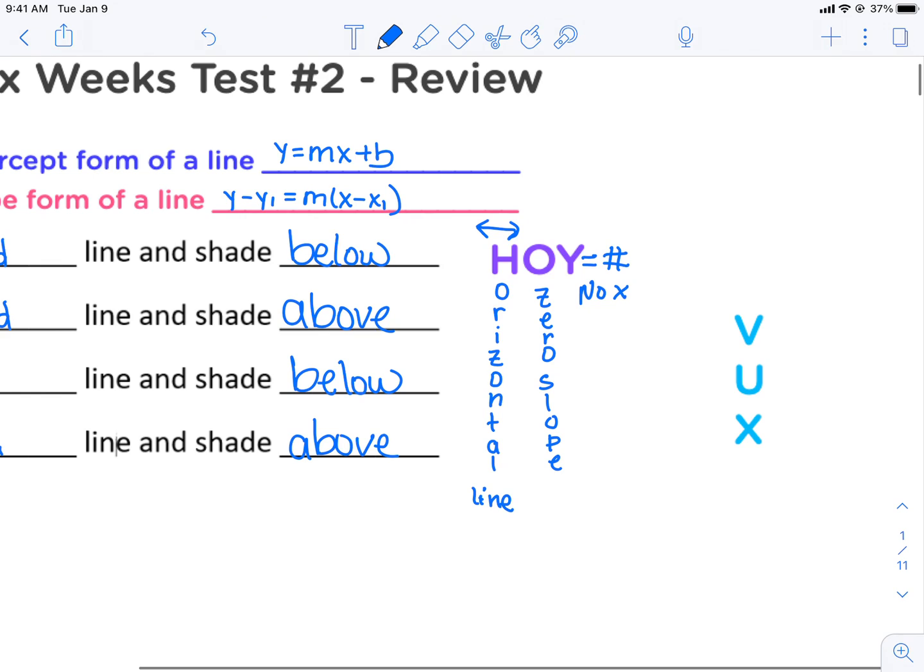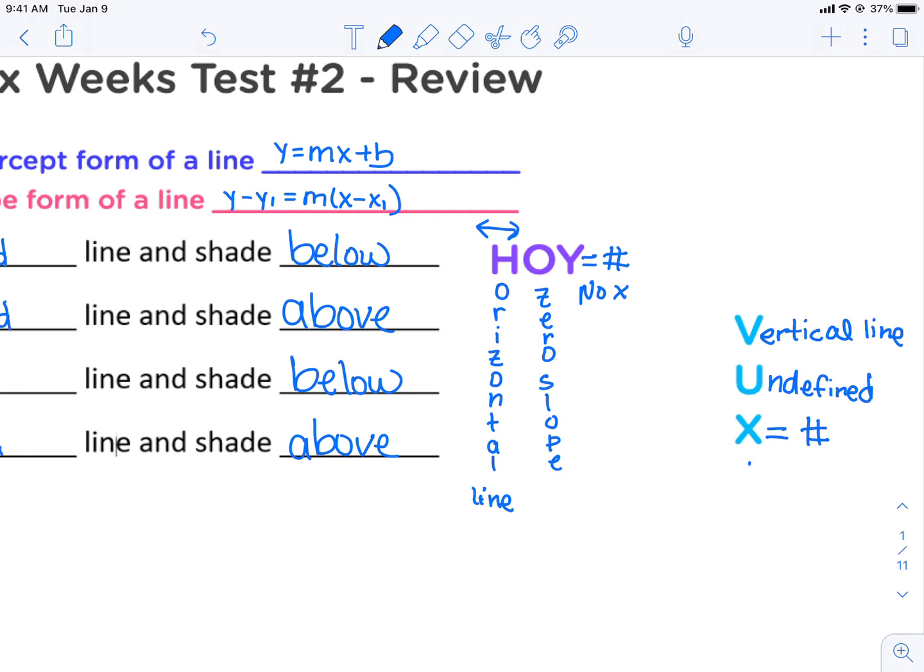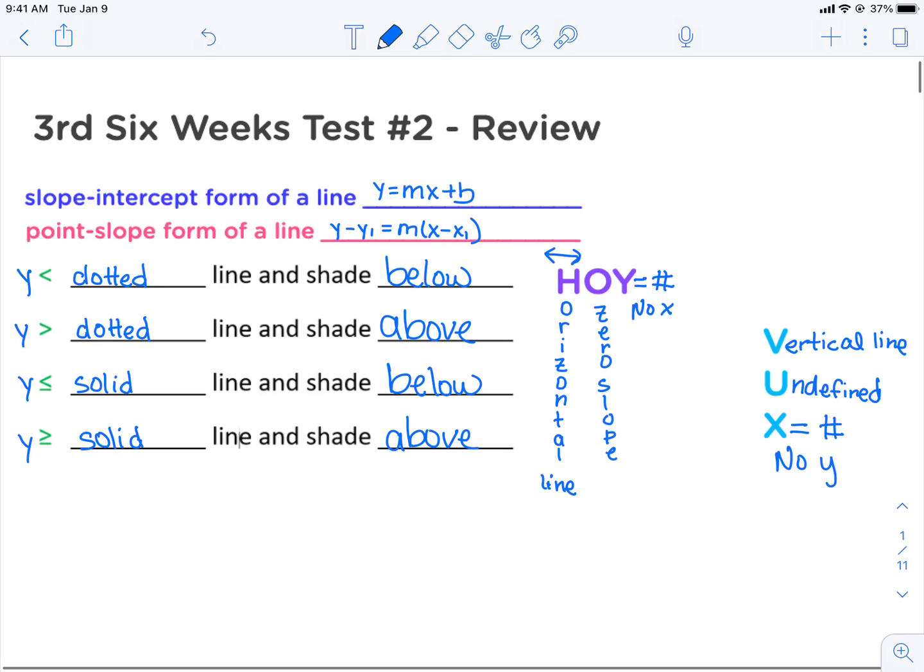On the VUX part, this is where we have a vertical line. The slope is undefined. And it looks like x equals a number with no y's in the equation. So that's just a little review to help us get through the review.